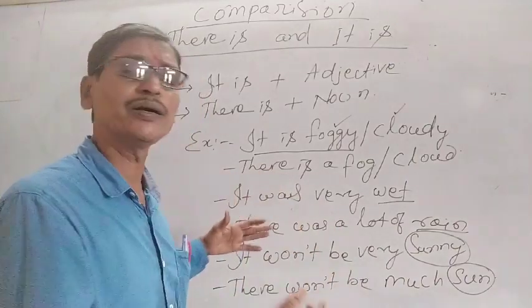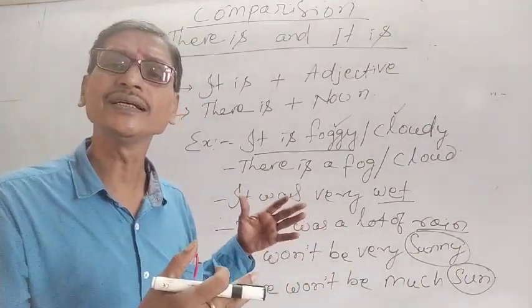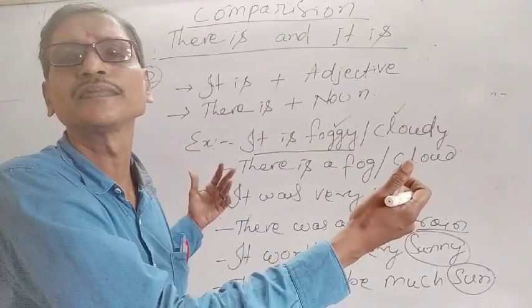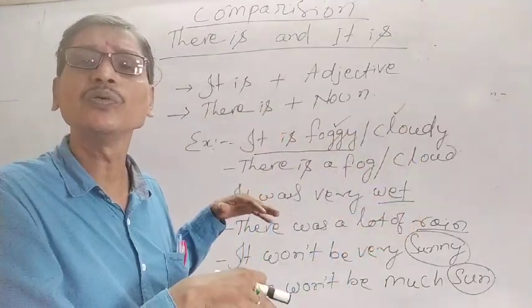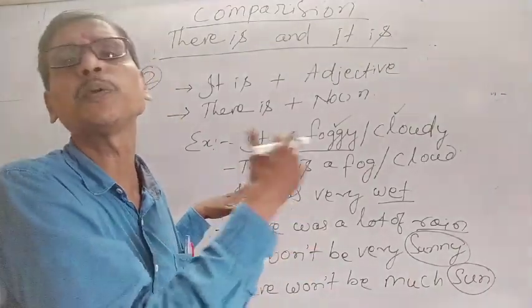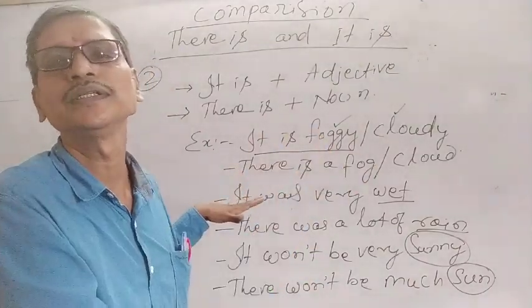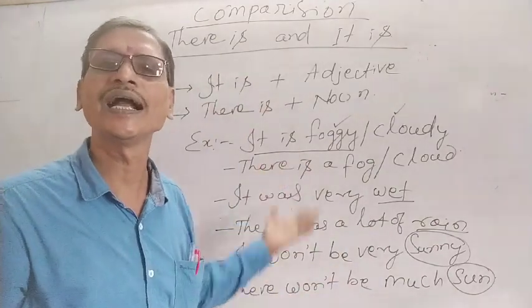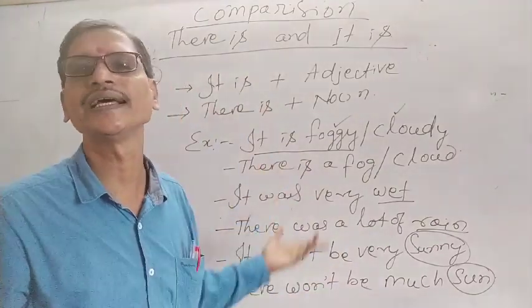Understand? Similarly, "it is" should be followed by an adjective. But on the other hand, when we use "there is", it is followed by a noun. So these are the differences between the use of "it is" and "there is".